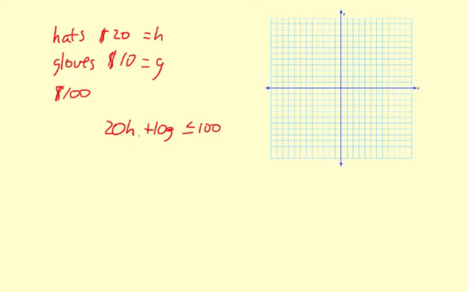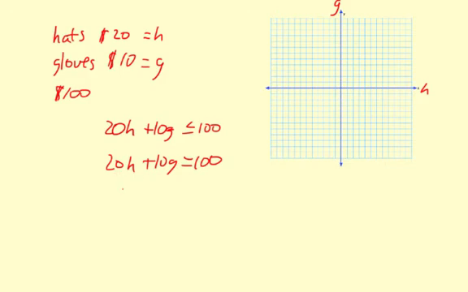Okay, so how is this helpful? Well, what you can do is make a graph to represent all the different possible values. The way you graph these is you graph the line that it represents, and then you do some shading. So I'm going to say this is the H for hats, and this is the G for gloves. This is in standard form. Let's graph 20H plus 10G equals 100. So I need to find each intercept.